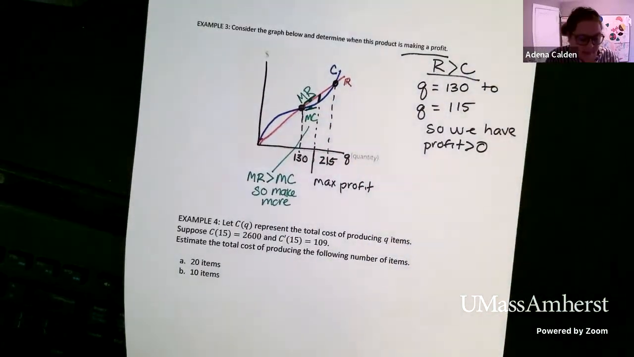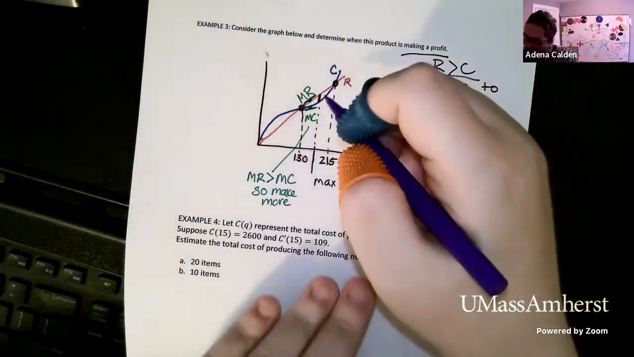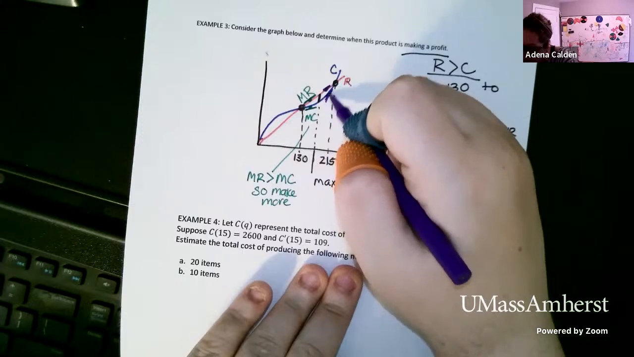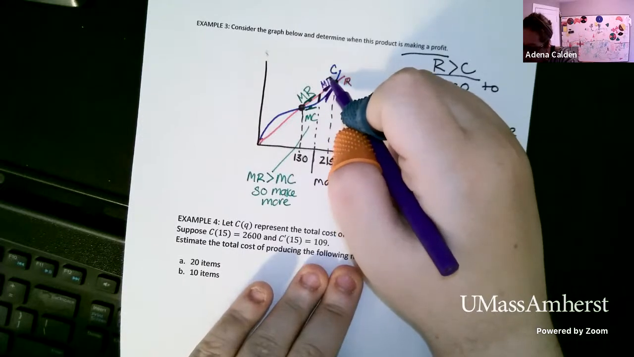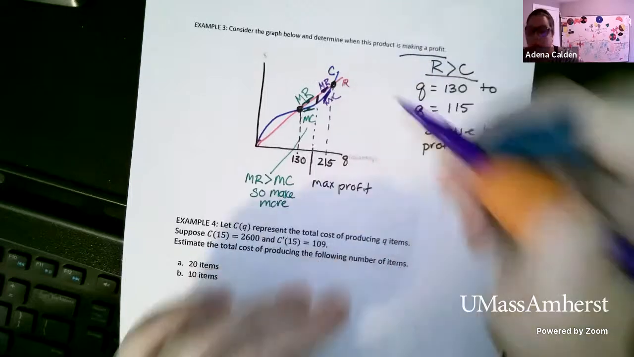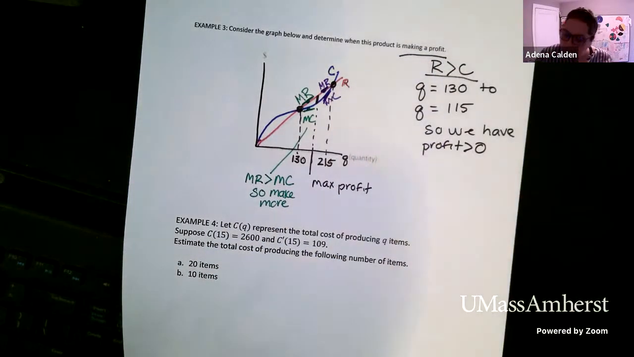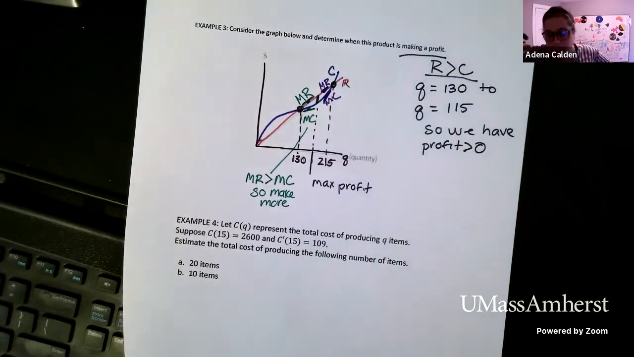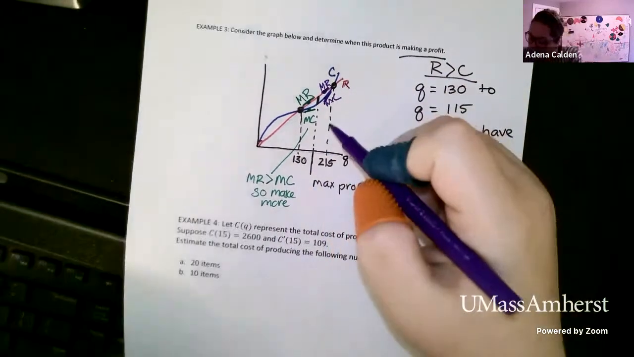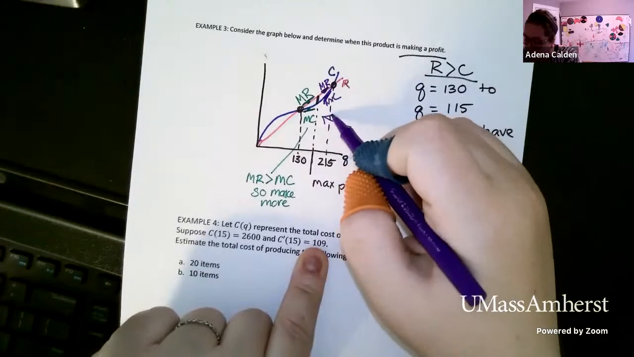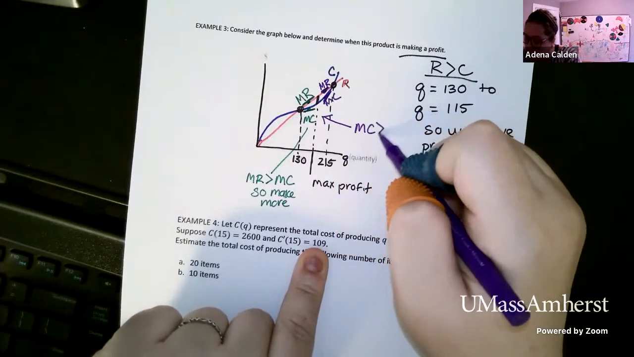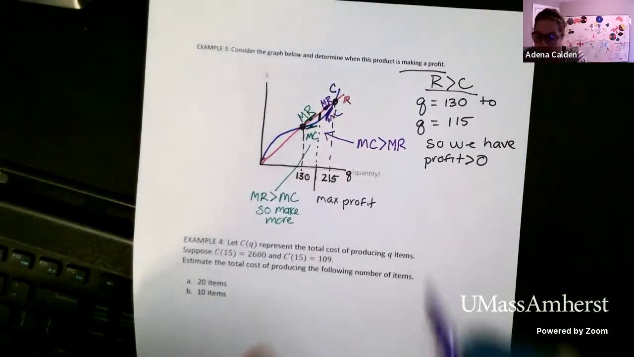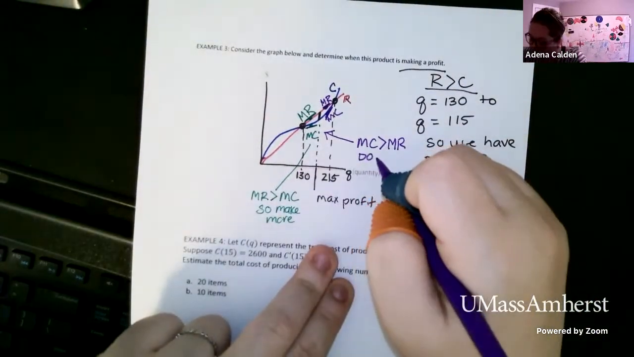When we are past that line, what I want you to notice is that when you compare the slopes of marginal revenue and marginal cost, now marginal cost is greater than marginal revenue. And so our profit is actually less because that gap between the two is smaller. So in this area, marginal cost is greater than marginal revenue. So we do not make more.